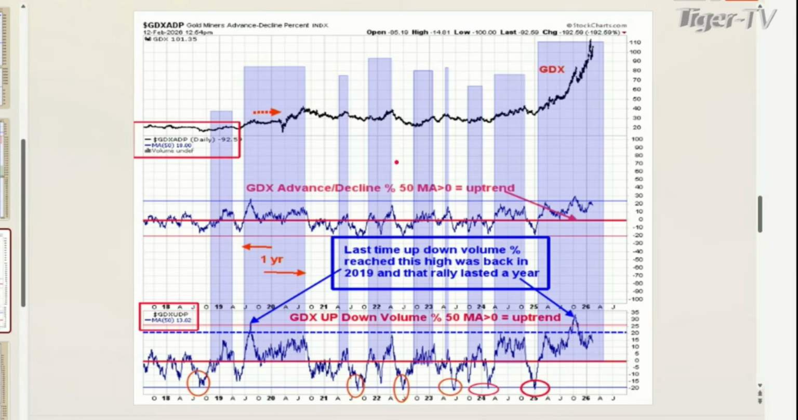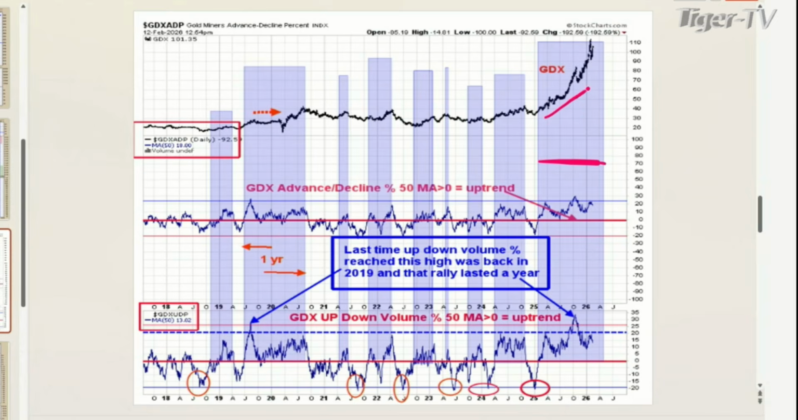This next chart is a 50-day average of the up-down volume for GDX. So it measures when you've got more up volume than down volume. That's bullish. You do a 50-day average, and anything above zero, the market's in an uptrend. All this blue area here is when this indicator is above zero, and that's what happens in an uptrend.